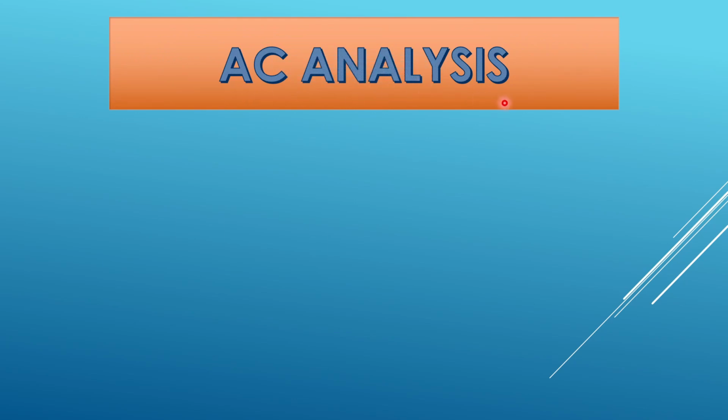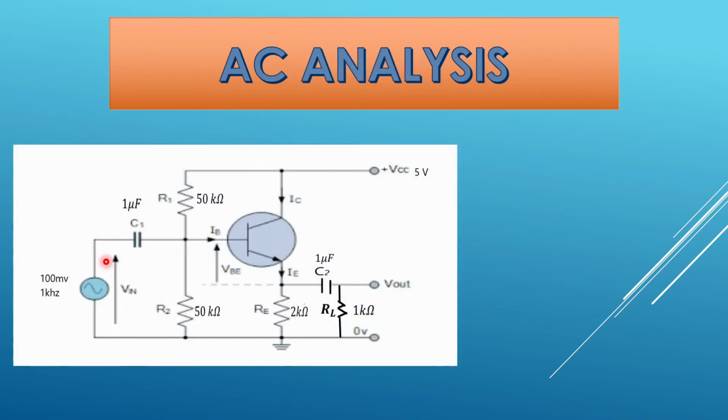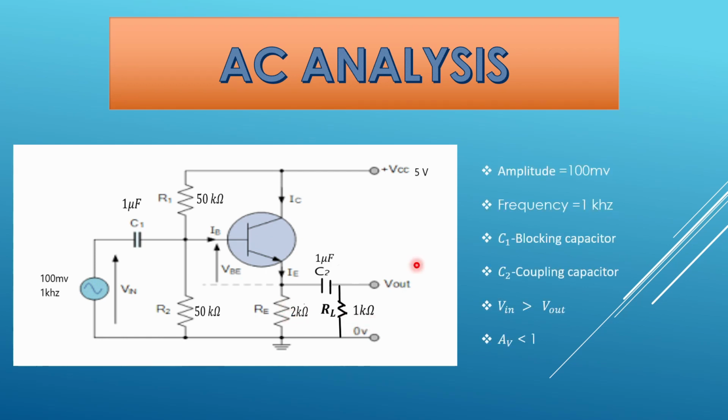Let us move into the AC analysis of common collector amplifier circuit. So let us now look into this circuit. We have an input voltage of 100 millivolts given, C1 and C2 capacitors placed, and resistances R1 and R2 of 50 kilo ohms each, VCC of 5 volts, a load resistance of 1 kilo ohms, and RE value is 2 kilo ohms.